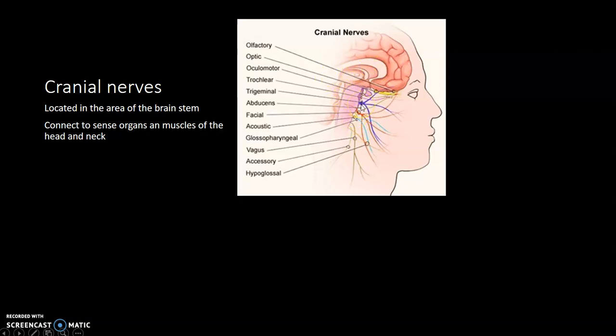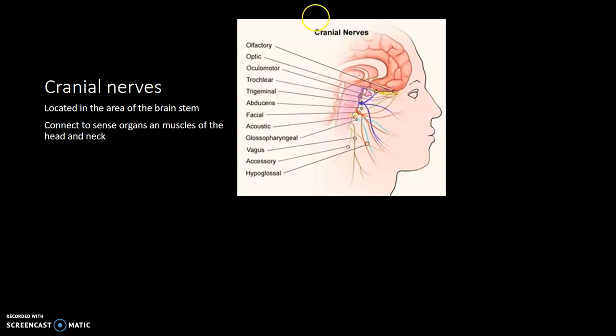These cranial nerves go through the brainstem to go through the appropriate areas of the brain. There are 12 cranial nerve pairs, and by pairs that just means that we have a nerve for each side of the body, and the pair gives us the innervation for both sides of the body. And they connect to the sense organs or the muscles of the head and neck.